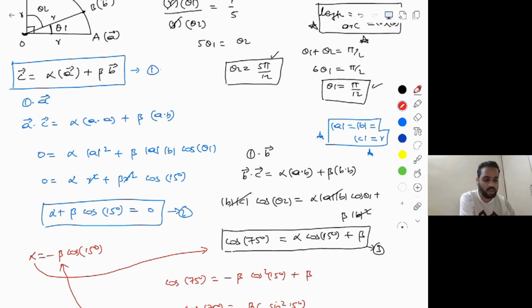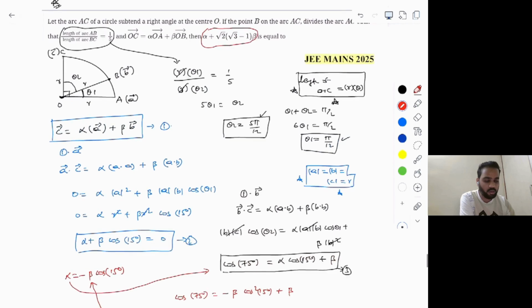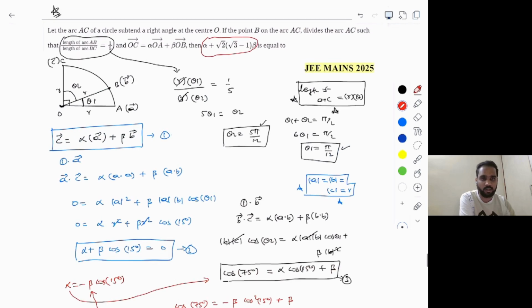So once again, I'm leaving the calculation part to you, and you try to solve it and check the answer. This is a question from JEE Mains 2025, and for this, the answer should be 2 minus root 3. If you solve this, you can verify your answer. The final answer should be 2 minus root 3.